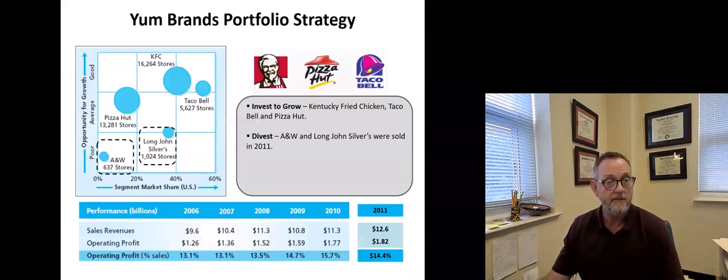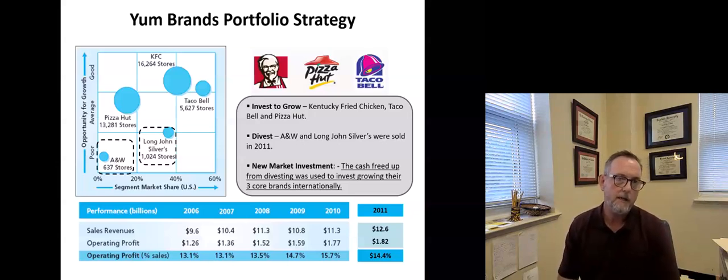So they decided at the same time to divest and to spin off and sell off A&W and Long John Silver's, simply because these are underperforming, and or they don't have a strong foothold in the marketplace, or the market's just not developed. It's not growing for them. So there's a conscientious decision to become smaller in order to become better, if you will.